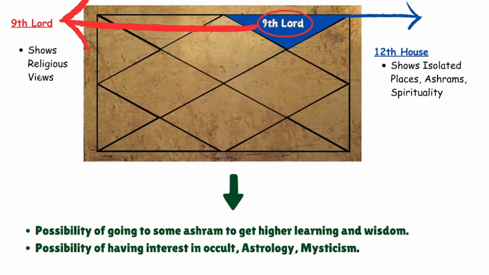Now, the ninth lord shows your religious views, and the 12th house shows isolated places, ashram, spirituality. So there is a possibility of going to some ashrams or any of these places to get higher learning and wisdom. Okay, and as we already discussed, with this placement one gets much interest in the occult side, astrology side, mysticism side of the knowledge.